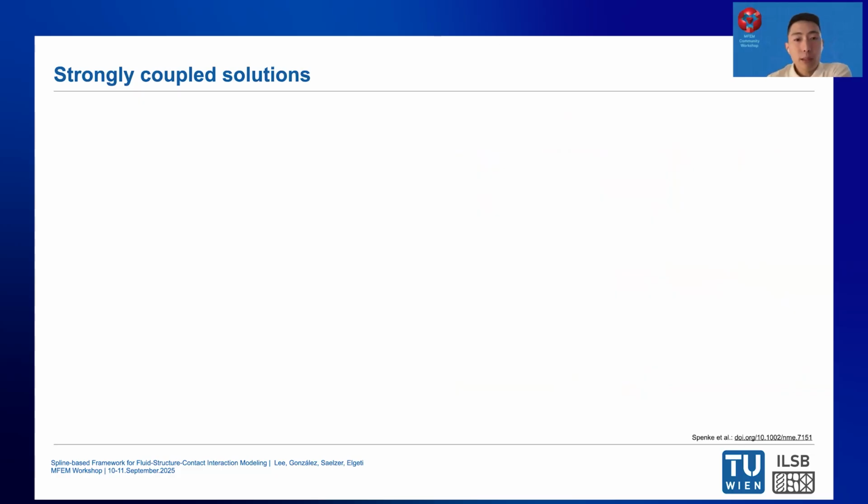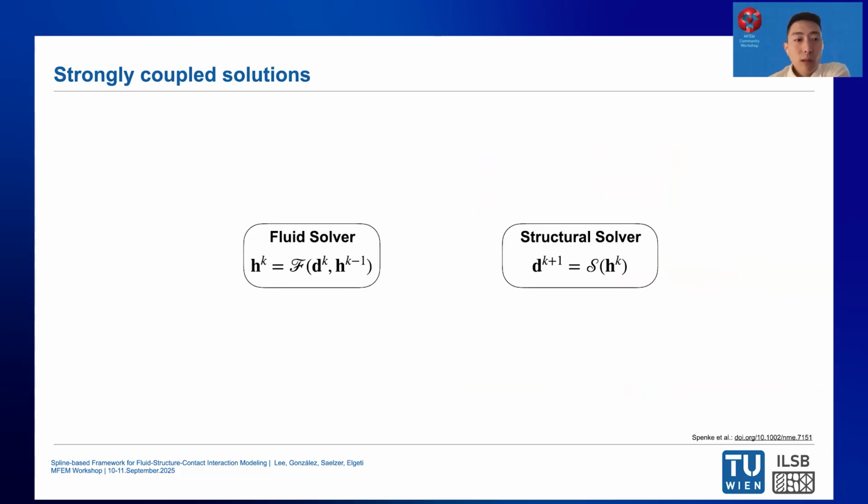So now the coupling. We have a fluid solver and a structure solver, and these two are strongly coupled. You can start with either side, but we just start with the fluid solver. We solve the fluid domain, integrate the fluid tractions on the interface, and transfer them to the structural solver. From the structure side, we take them as a boundary condition and compute the displacement.